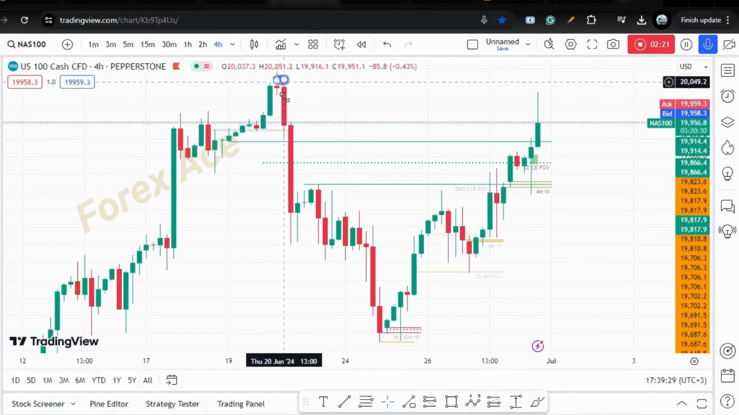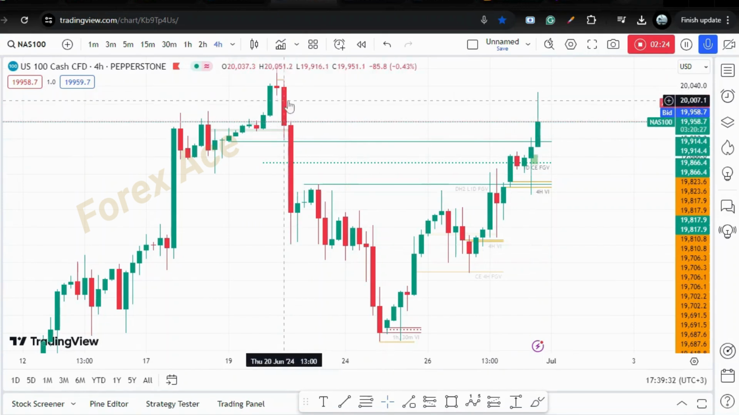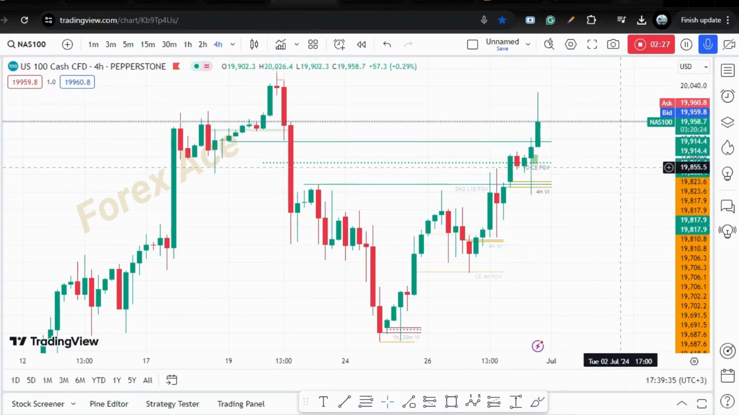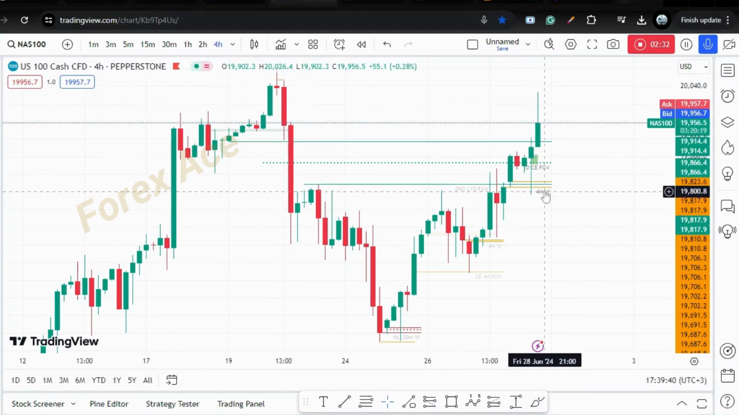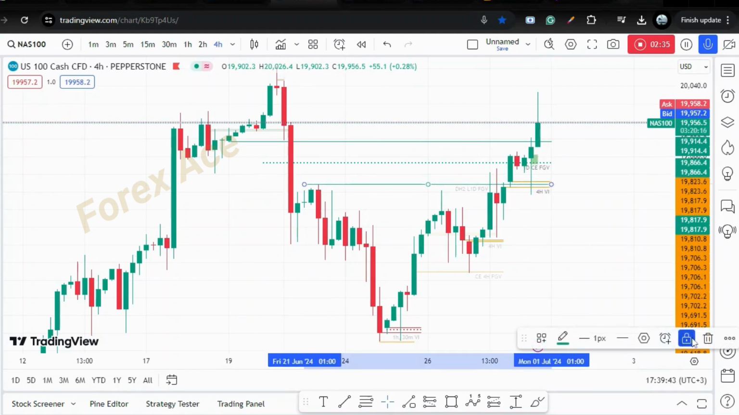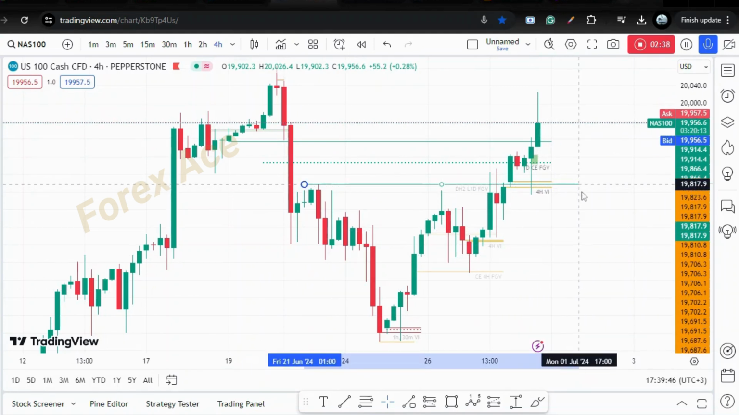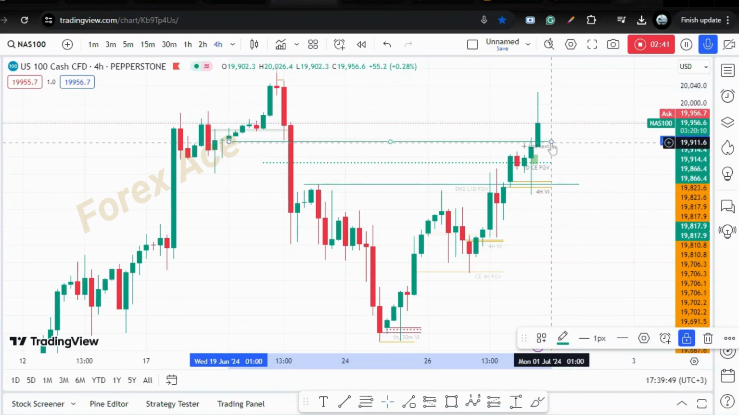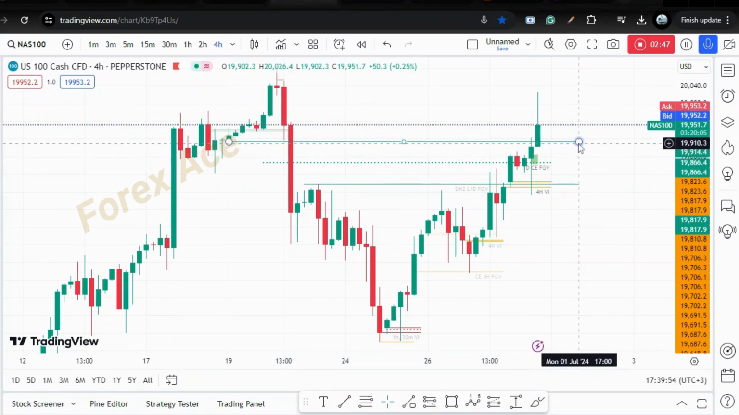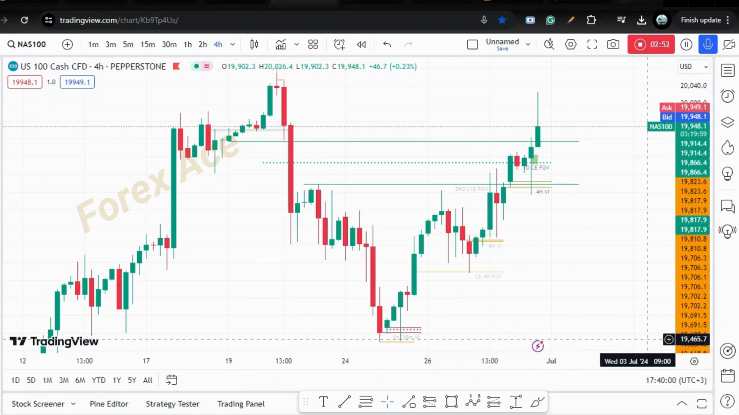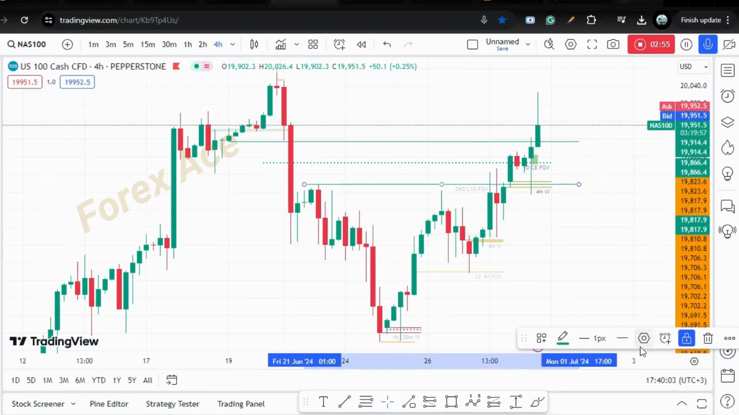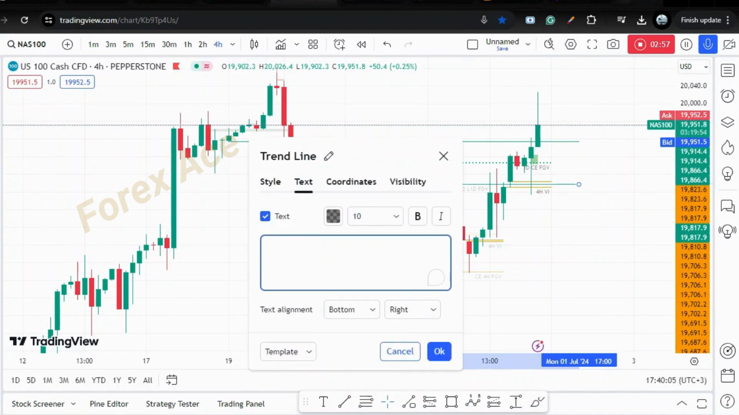Look, we have a fair value gap here. We have a fair value gap here. So this market reached for this fair value gap. Where is the daily fair value gap? This one. This is the daily fair value gap. Can you see this one? Marked in green. This is the daily fair value gap. Let me extend it. That is the daily fair value gap. One day FVG.